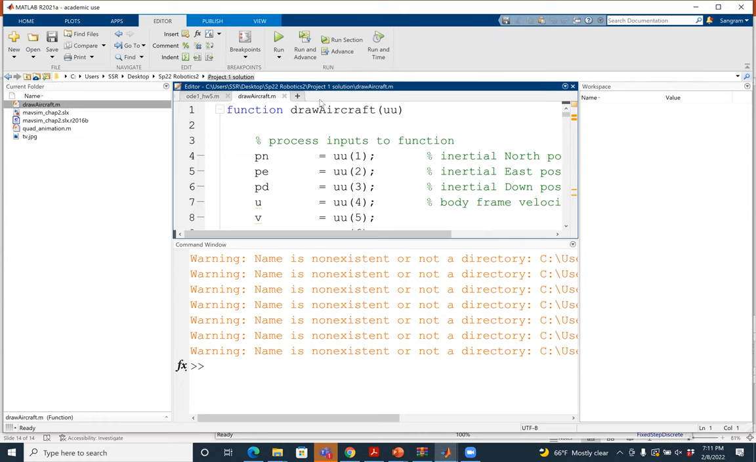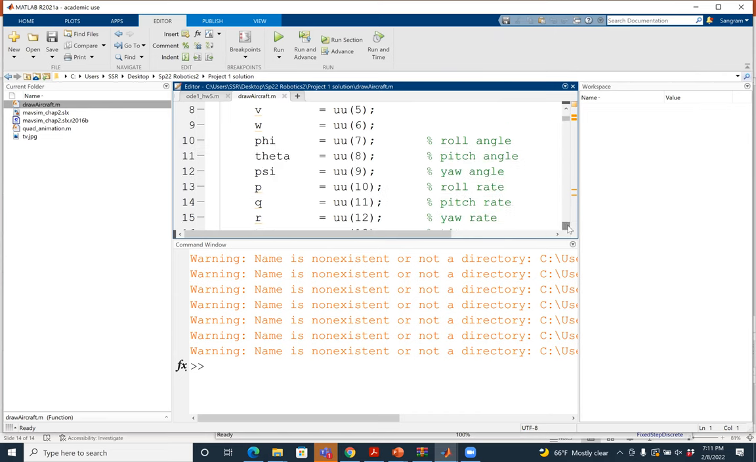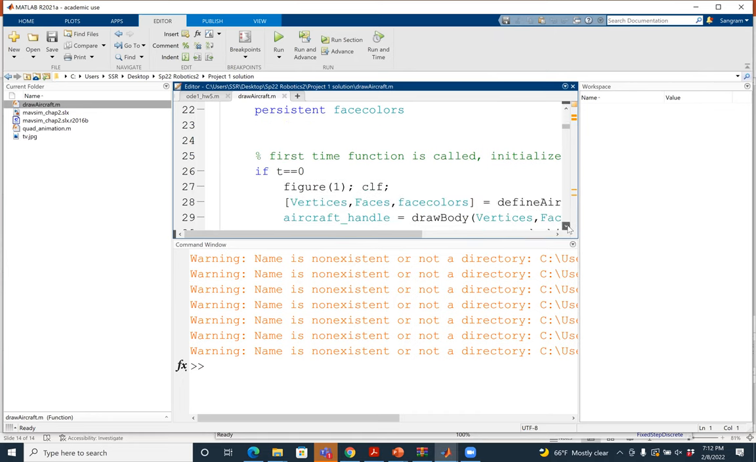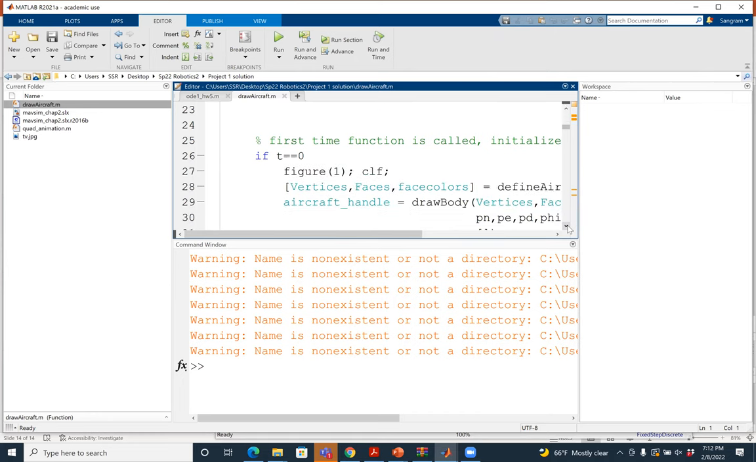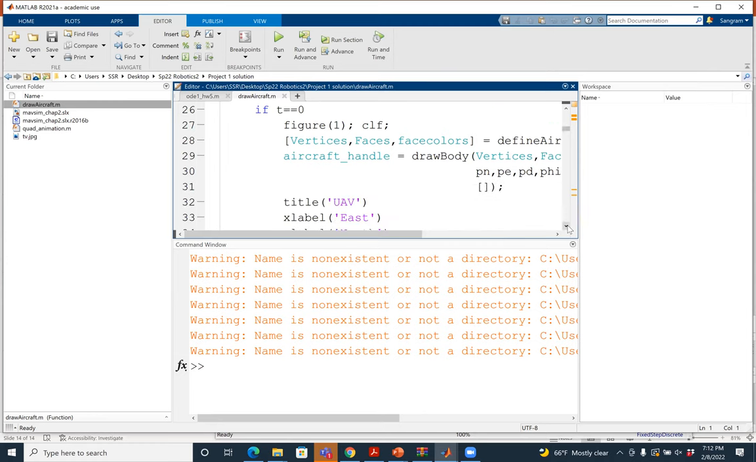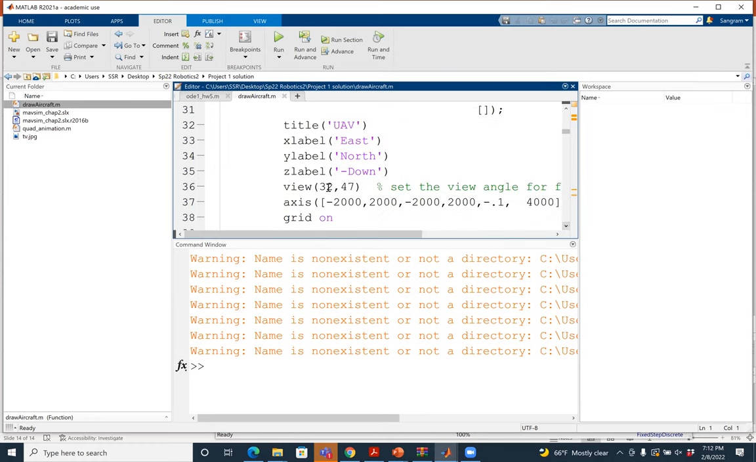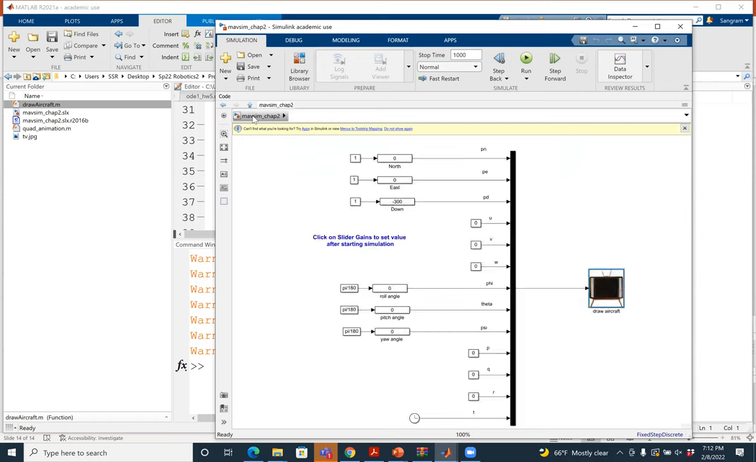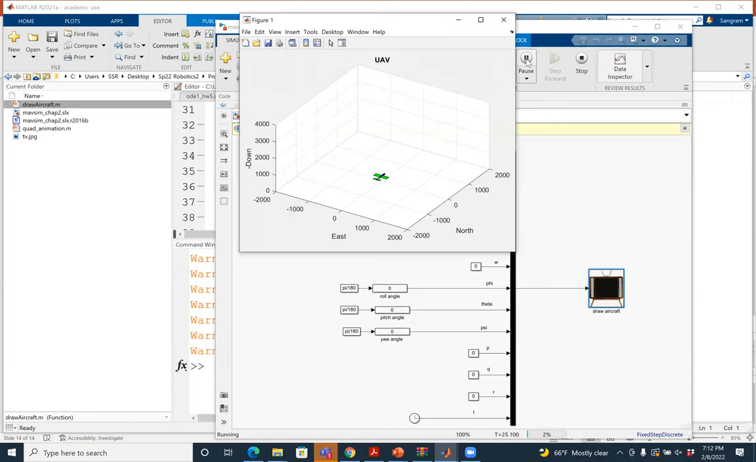How does this work? I would encourage you to take a look at this. PN, PE, PD are the values, and then there is this code that is plotting the aircraft. The easiest way to do it is go back and run. Can you see? Now you have this aircraft. This is just the animation.